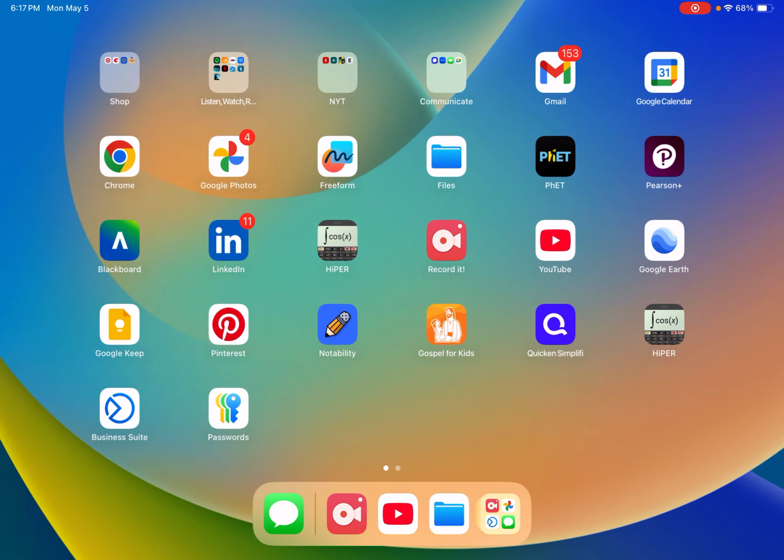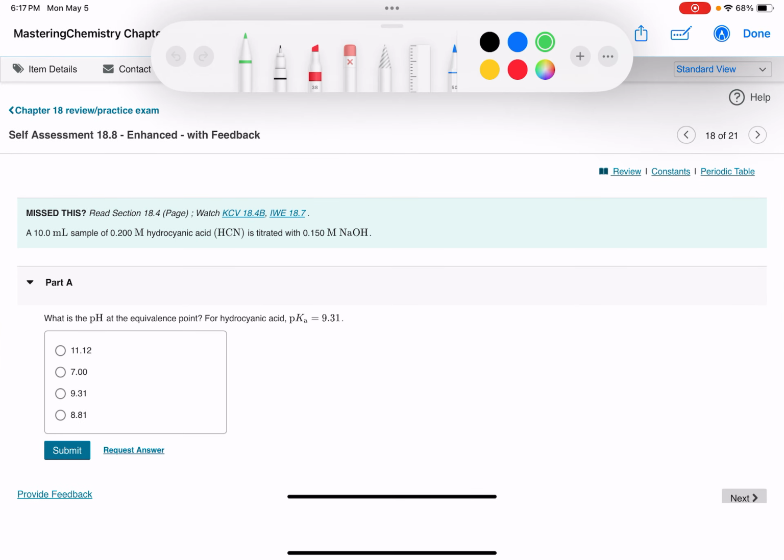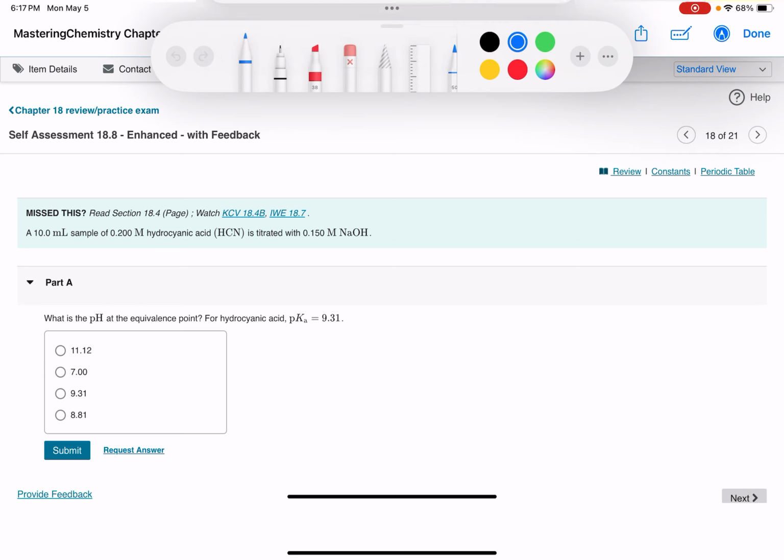All right, so this is covering the chapter 18 practice exam, question 18, and then also question 12. Okay, so pH at the equivalence point for hydrocyanic acid. So there's kind of two ways you can do this.